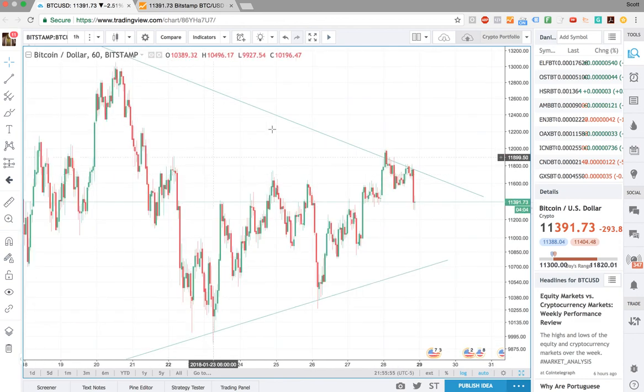So on the whole, if you're taking intraday patterns, you ought to be looking for intraday resolution, and if you're taking daily patterns, you ought to be looking at daily time frame resolution.